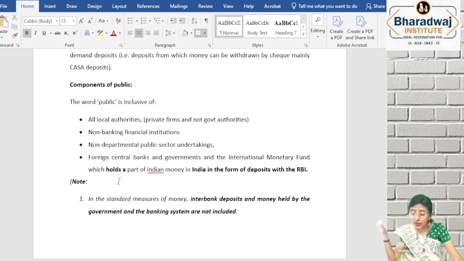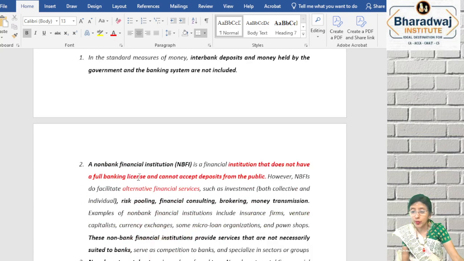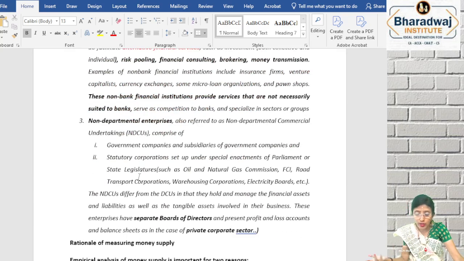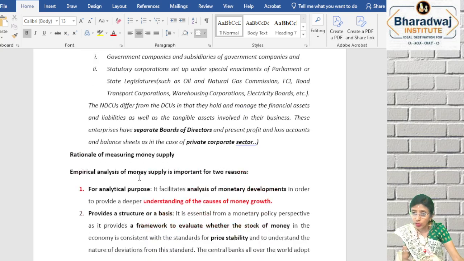What does the word public include? So you have to remember all this. And a note, which I already discussed in the class, I gave you for each of these institutions. Those who are not clear with the note, it is an explanatory note added for you.